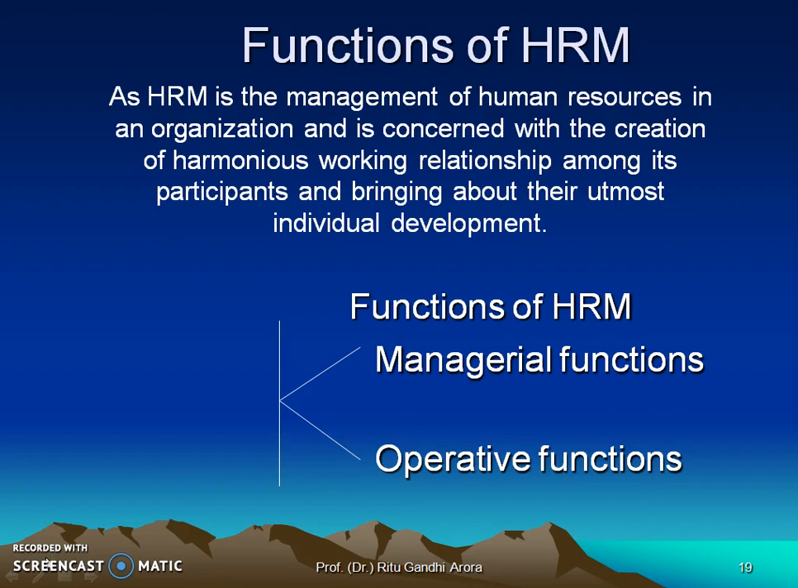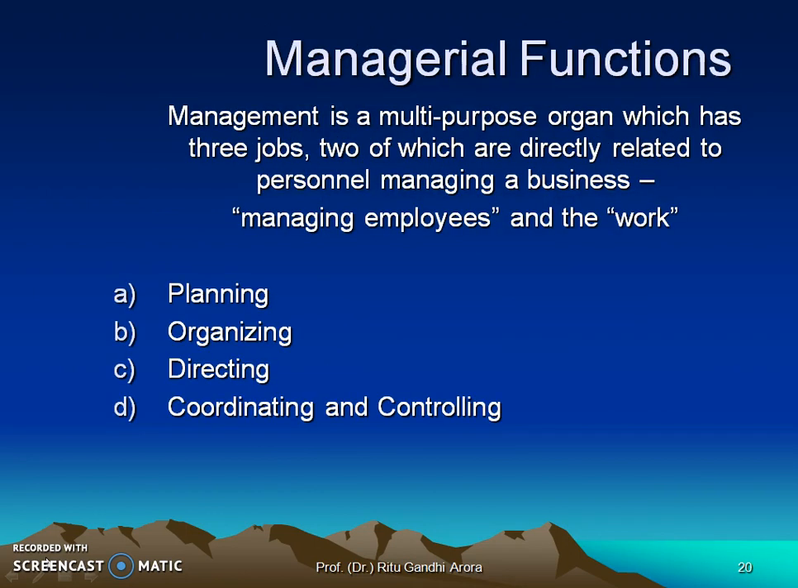Human resource management performs two types of functions: managerial functions and operative functions. Students, you must have studied in your earlier sessions, when you studied the management subject, that management performs various types of functions in an organization, which in short we call POSDCORB, that is planning, organizing, staffing, directing, controlling, coordinating, research and budgeting. In the same way, the HR manager in an organization performs these management functions also. But these management functions they perform in context to the people working in the organization.